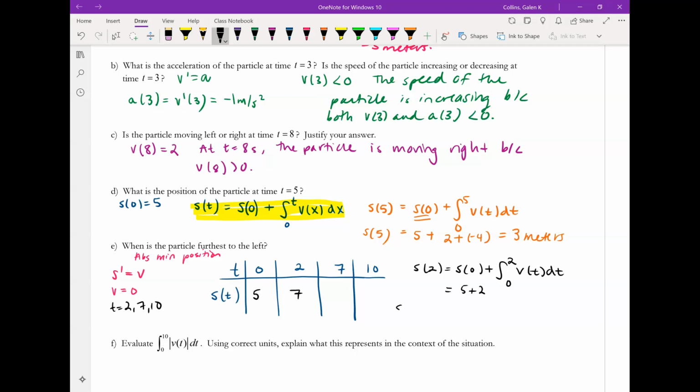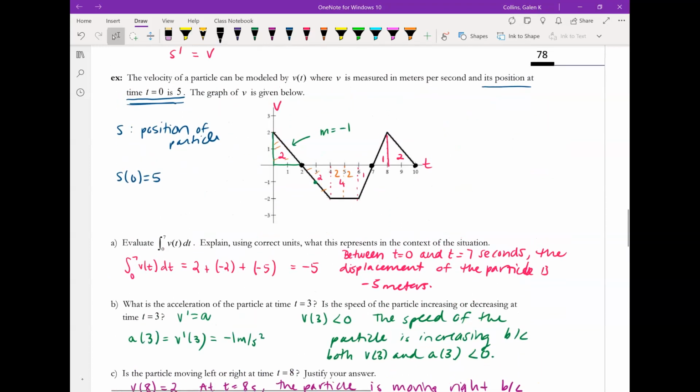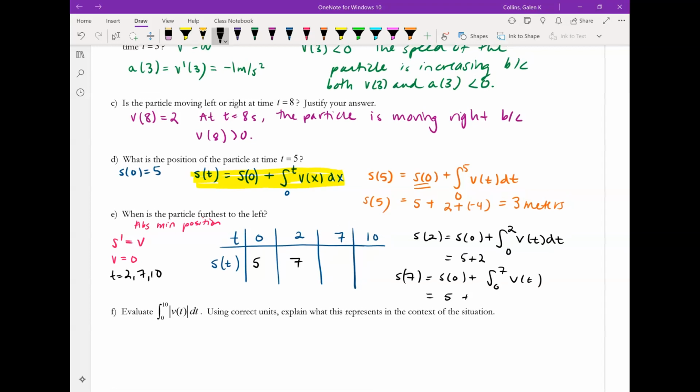All right, for the 7, so S of 7 is again our initial position plus the accumulation of change from 0 to 7 of V. Now, you really could start at 2 since we know S of 2 is 7 and just add the change from 2 to 7. Either way works, but we need to show our work for this in one way or another. So if I do it this way, this is 5 plus, and then from 0 to 7, the first 2 and the 2 that's beneath the axis cancel out because it's negative, and then I have a negative 5. So my accumulation of change is a negative 5, and when I add that to my initial 5, I'm at 0.